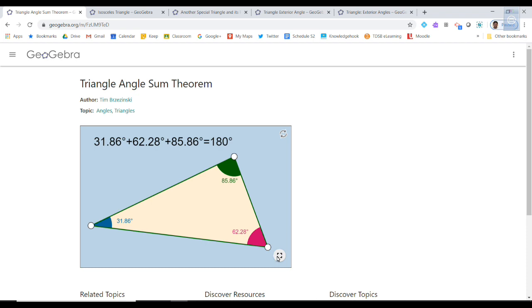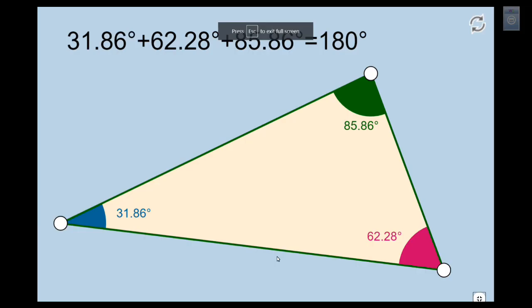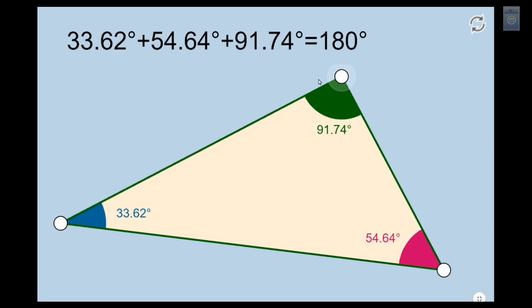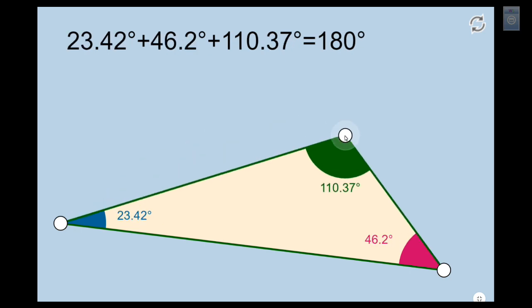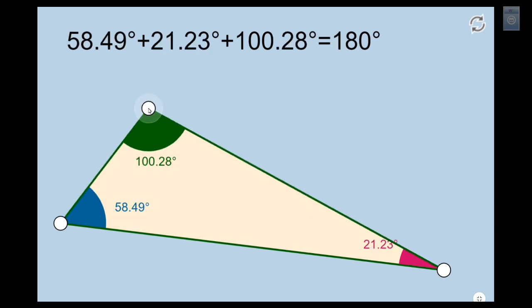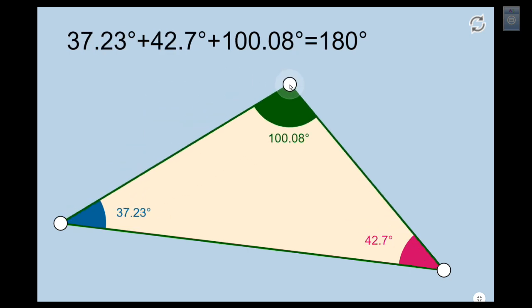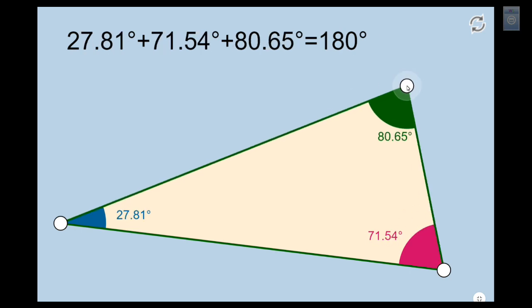So the first one here is the triangle sum. What we have here is just one triangle with 3 angles. You can tell that the 3 angles right now add up to 180 degrees. Well, that might just be a coincidence. What we're going to do is move this triangle. And you can tell that no matter how I move this triangle, the angles are changing, but their sum is always 180 degrees. So that's a fact of triangles that we need to know, that all 3 angles in a triangle add up to 180 degrees.